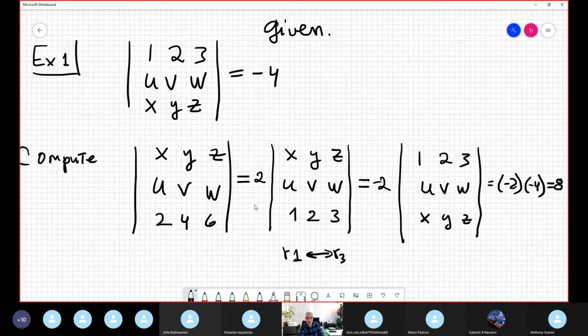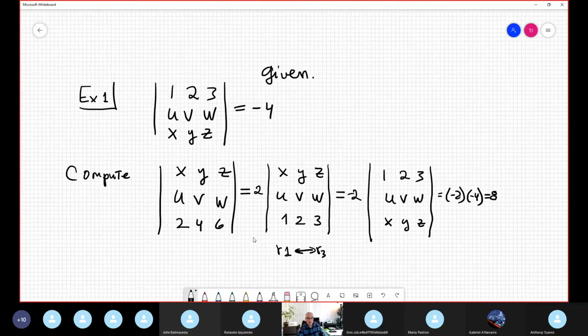Now I see this looks similar to the original, but no. I need to swap two rows. When you swap, you change the sign. The answer is -4 and -2. Then -2 times -4, the information given at the beginning, is positive. The answer of this determinant is positive.